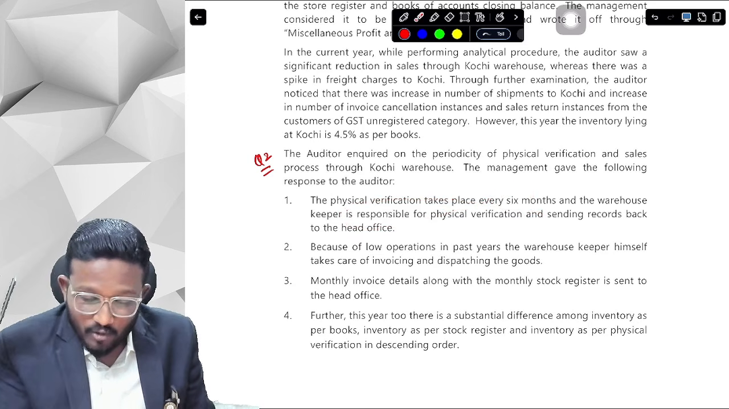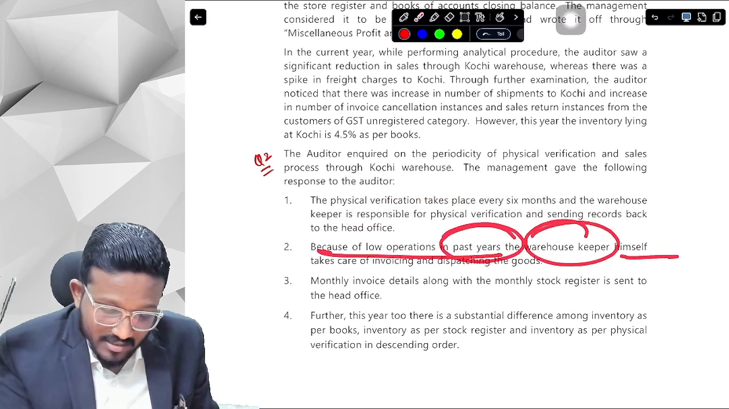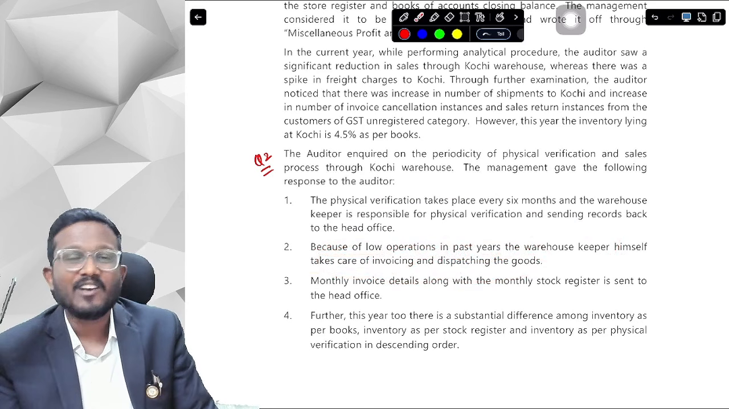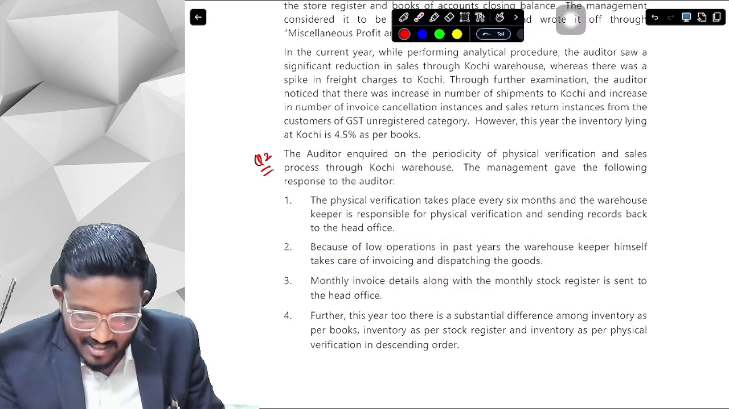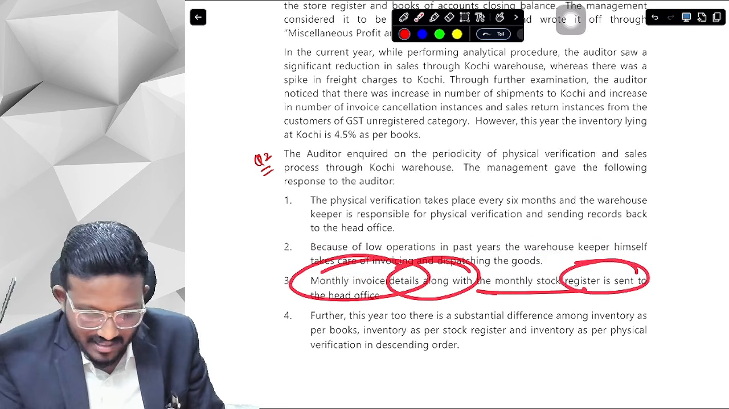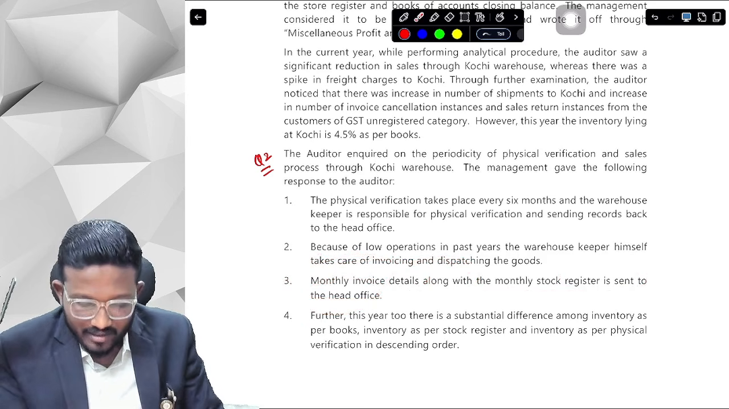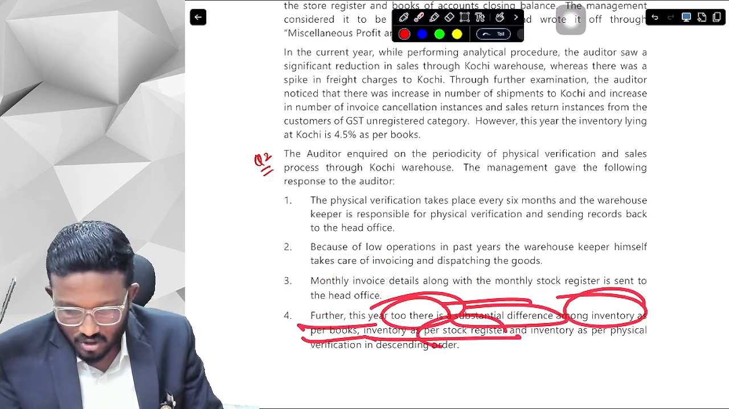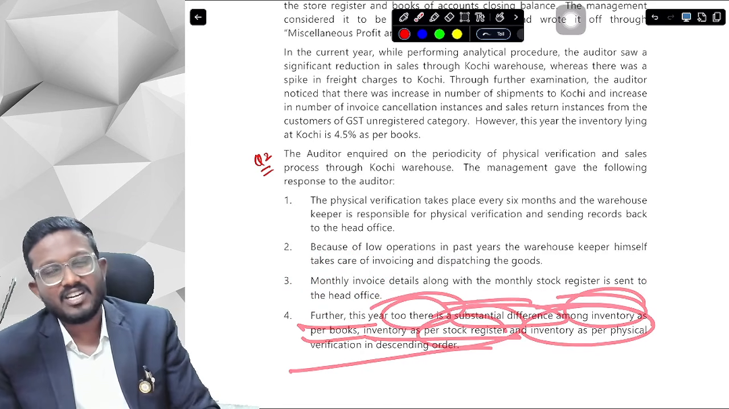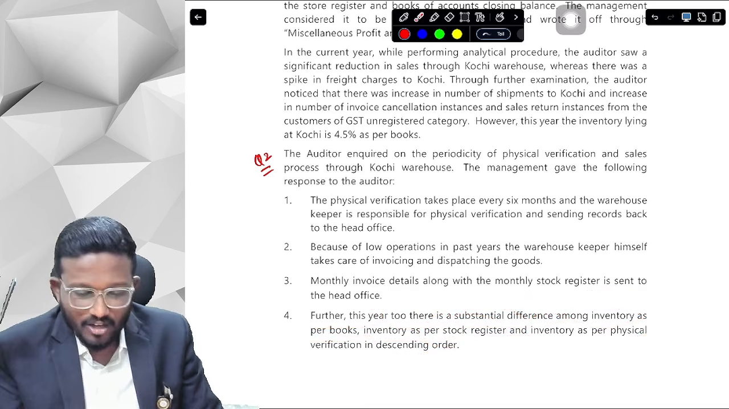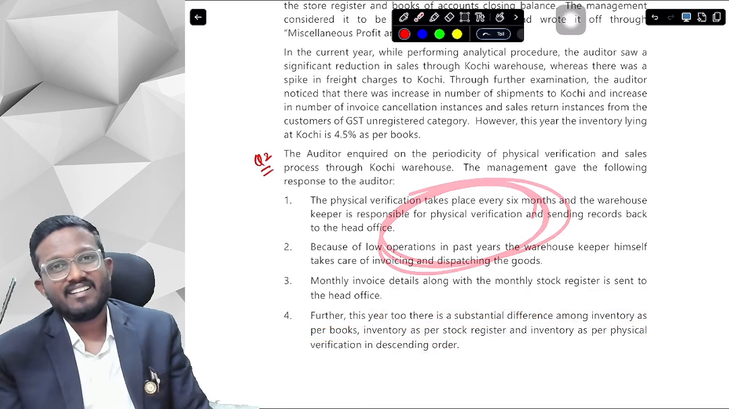Second, because of low operations in the past year, the warehouse keeper himself takes care of invoicing and dispatching the goods. No, sir, this is also wrong. You should maintain segregation of duties. There is no segregation of duties. Monthly invoice details along with the monthly stock register are sent to the head office. This is good. Further, this year too, there is a substantial difference among inventory as per books, inventory as per stock register, and inventory as per physical verification. This should be expected because of the control failures that are listed over here.